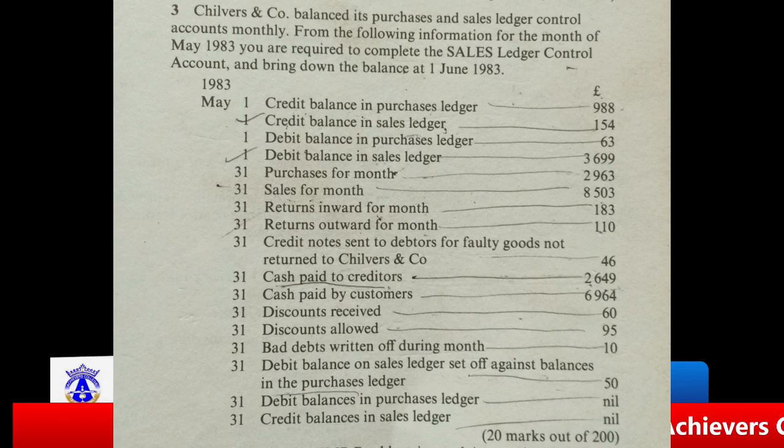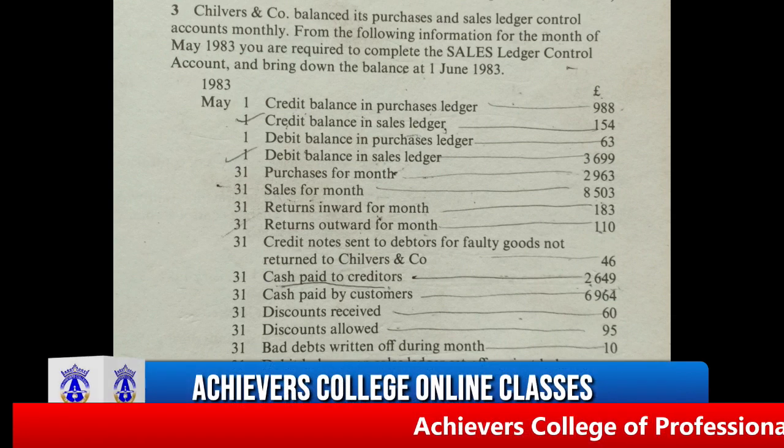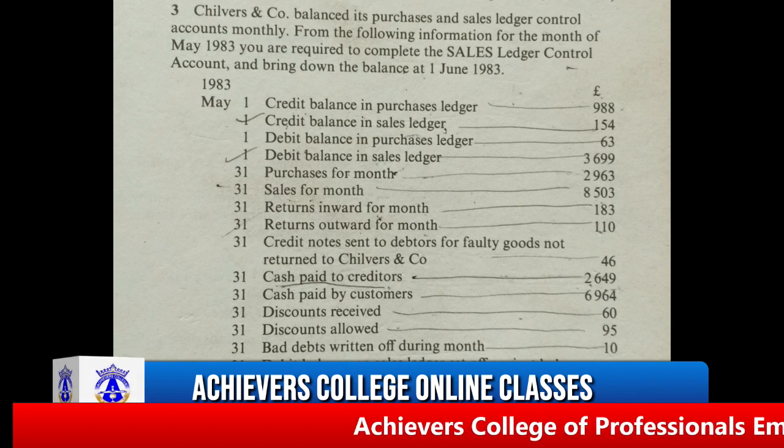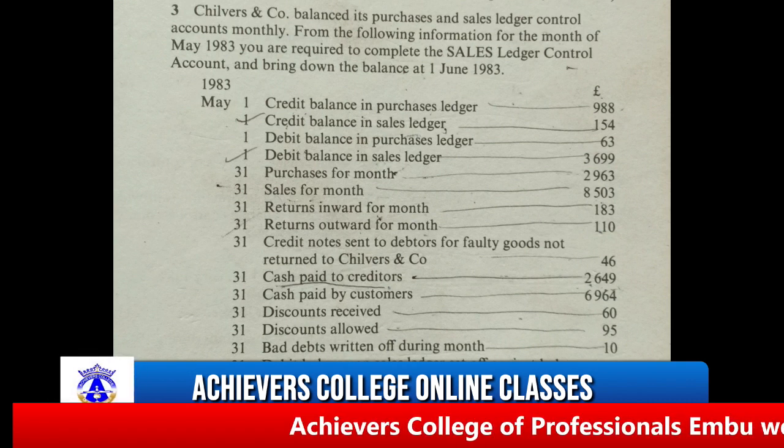We'll ignore the dates because they are not necessary. We only have two dates. We have the first date to give us the opening balances, and we have the last date to give us the totals. So even if we ignore the dates, it won't make any difference.